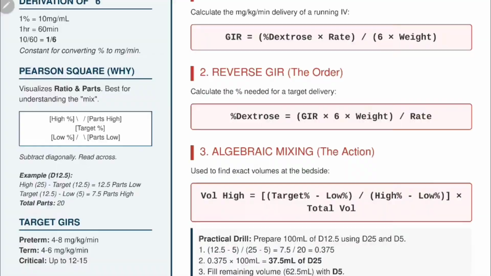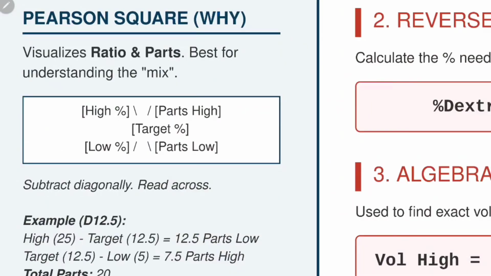So it is clear. To simplify this and make day-to-day calculation easier, we have the Pearson formula. What is it? We have to write the high percentage. Let us take our example: we have to make 12.5% dextrose. Our higher concentration is 25% and lower concentration is 5% dextrose. So high percentage 25, target percentage 12.5, low percentage 5. There is part high and part low. So you write it like that: percentage high, part high, target percentage, percentage low, part low. And subtract diagonally.